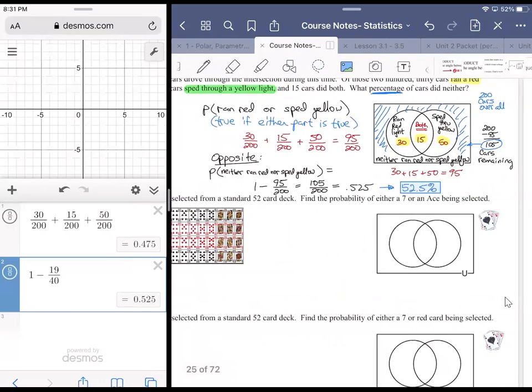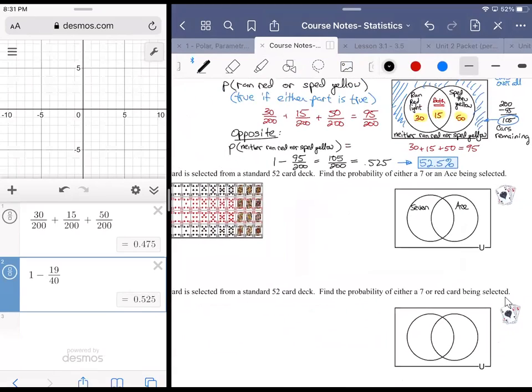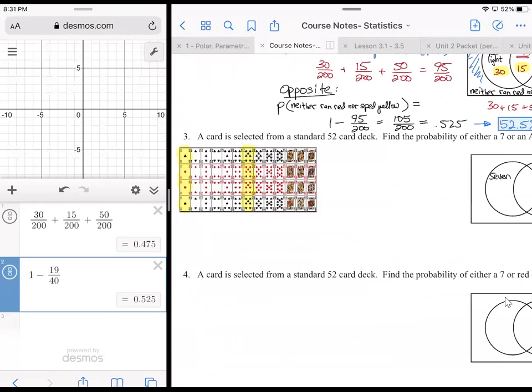So we're looking for a 7 or an ace. Now, the first thing that you would want to account for is whether or not you could have a card that satisfies both conditions at the same time. So I'm going to write in 7 and ace. Looking at the deck of cards, I see my set of 7s over here, and I see my set of aces over here. There's no way that you could have a card that is both a 7 and an ace at the same time. So there is no overlap.